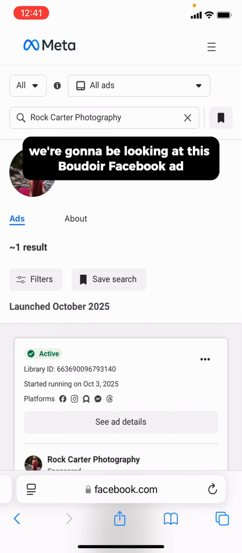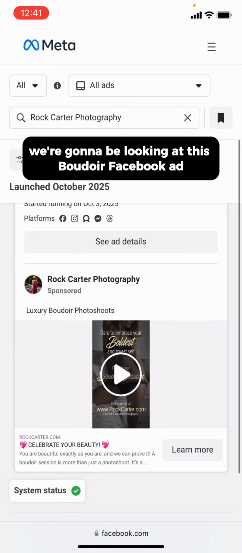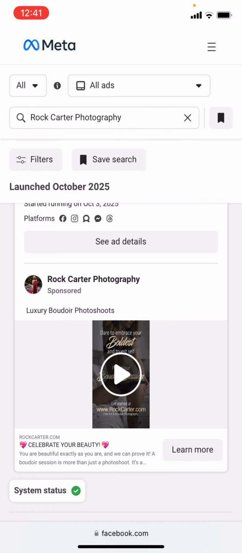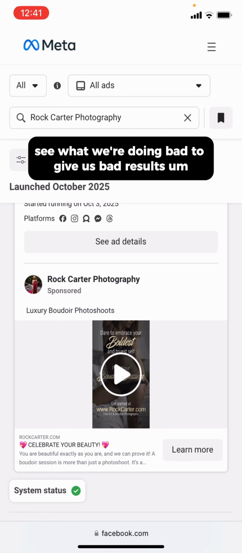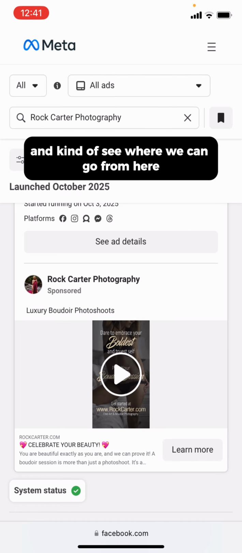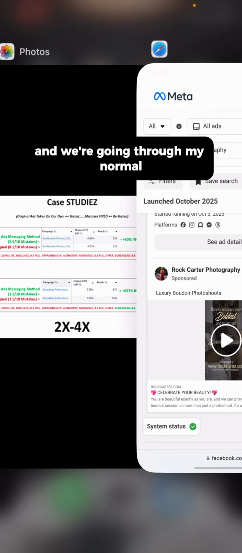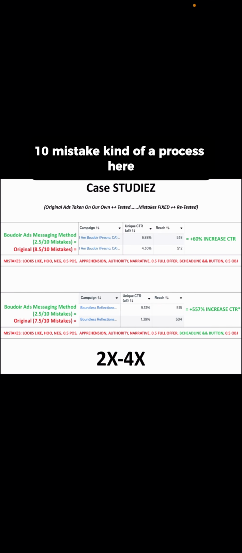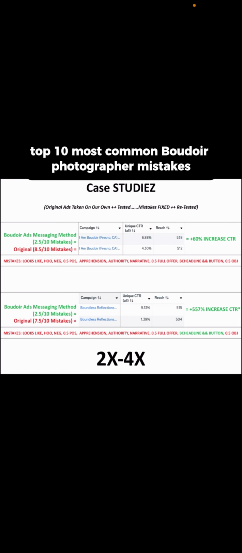Today we're going to be looking at this Boudoir Facebook ad. See what we're doing good to give us good results, see what we're doing bad to give us bad results, and kind of see where we can go from here. And we're going through my normal 10-step, 10 mistake kind of process here. Top 10 most common boudoir photographer mistakes that they're making in their boudoir Facebook ads.